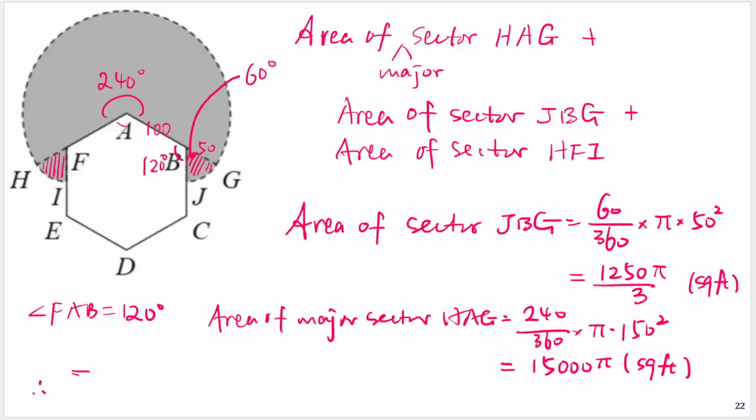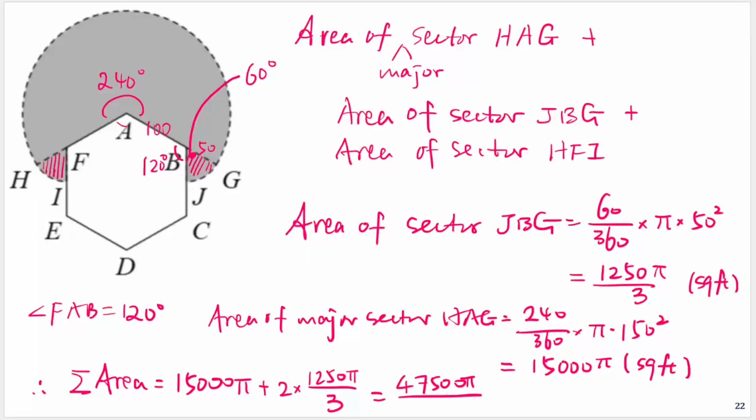And therefore the total area is 15,000 pi plus twice of this number here, right? This gives us 47500 pi over 3 square feet. Did you get it? So the key of this problem is to draw the area by yourself. If you identify the area you're looking for, things become much easier, right?